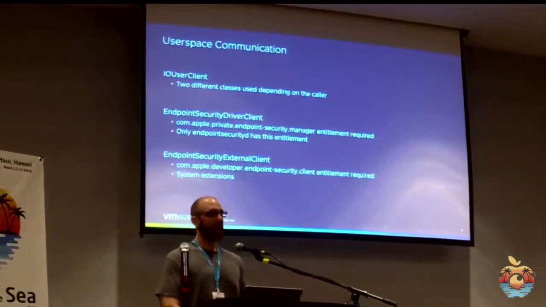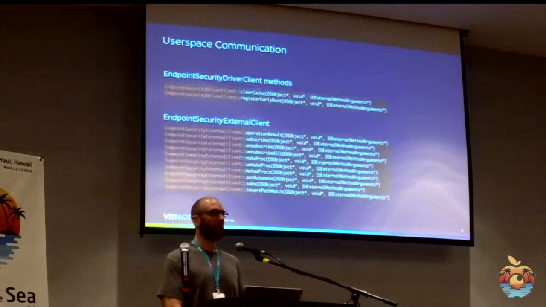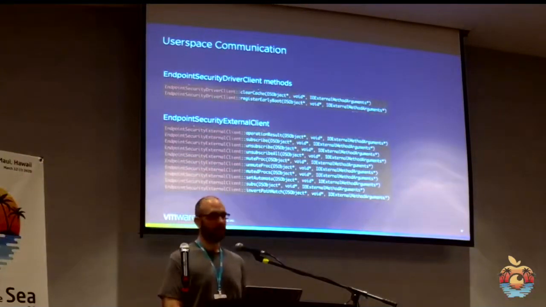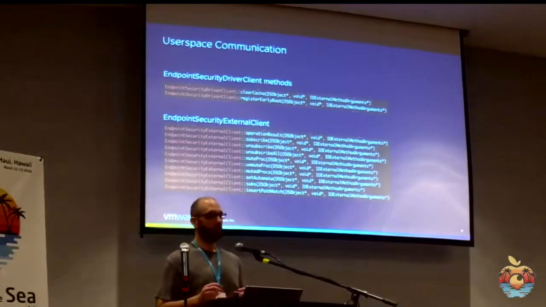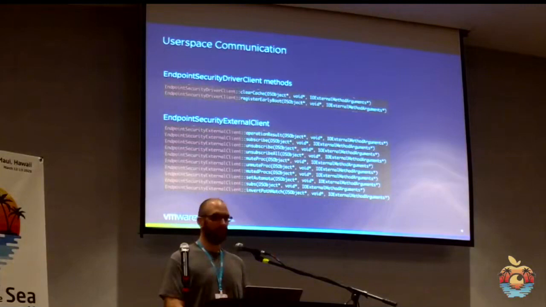But again, the nice thing about having these two class names is now we can just start grepping through some of the disassembly, not even necessarily getting into the functions themselves, but just trying to look at what these classes are, what the method names are that come with them, and get a better idea of what type of API and communication we see going on. In the case of the driver client, so this is the privileged API from Apple's binary, there's only two methods. There's one called clear cache and another called register for early boot.